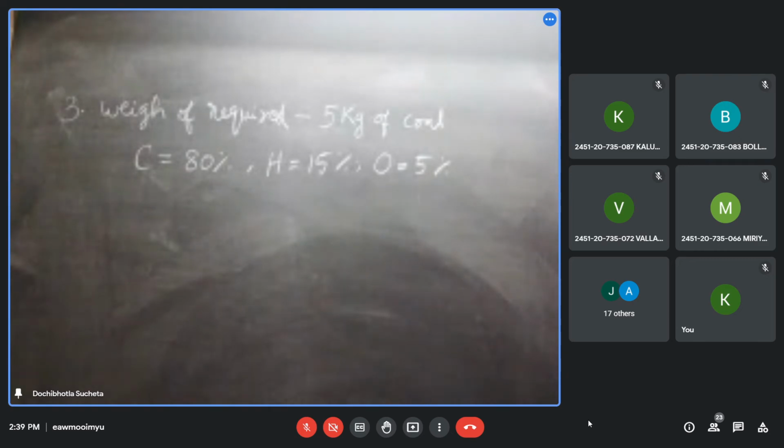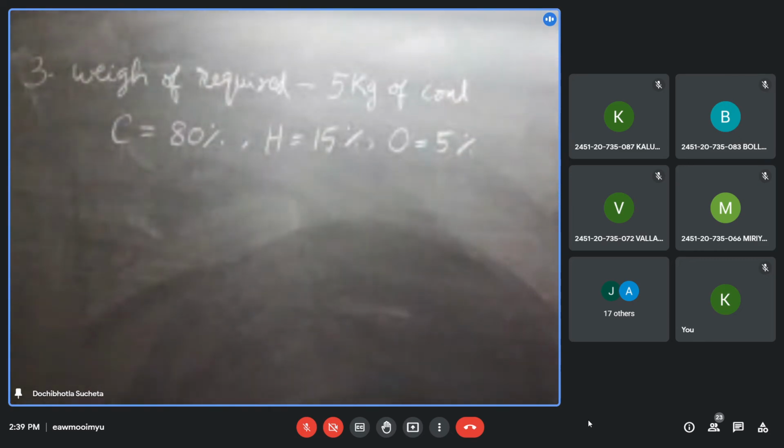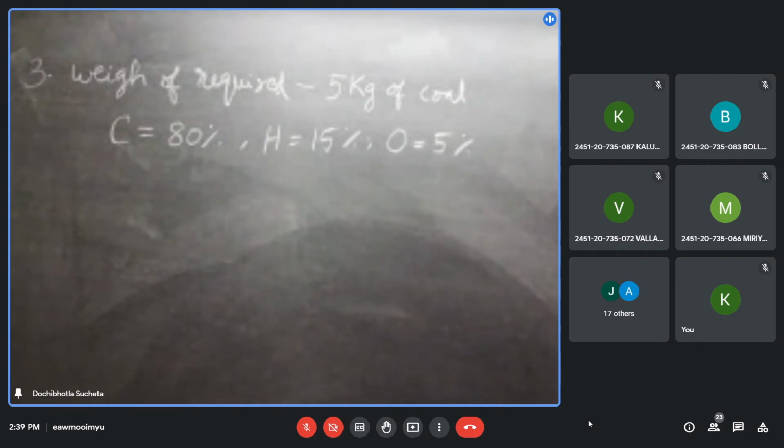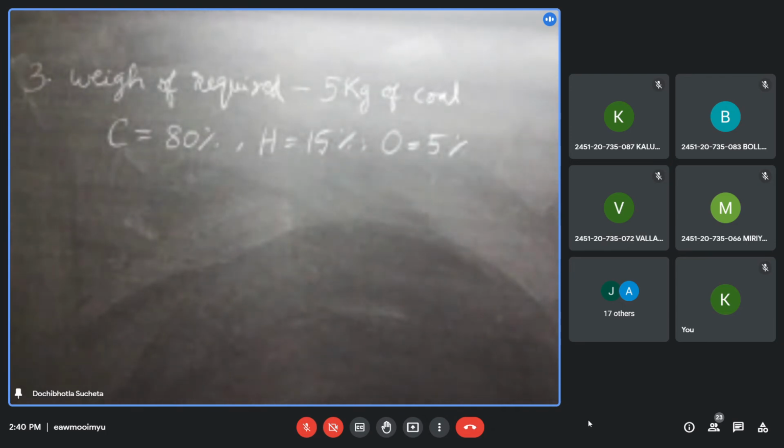Oxygen will be 5%. Now, the next step is which formula I have to use. For calculation of air quantities by weight, we have the straight cut formula. Amount of air required is equal to 100 by 23 into 32 by 12 into carbon plus 8 into H minus O by 8 plus sulfur. The units are kgs or grams.